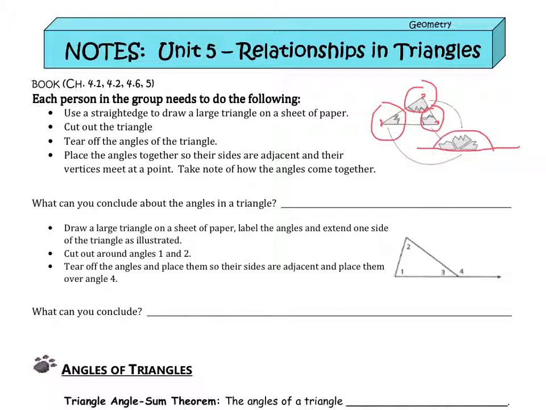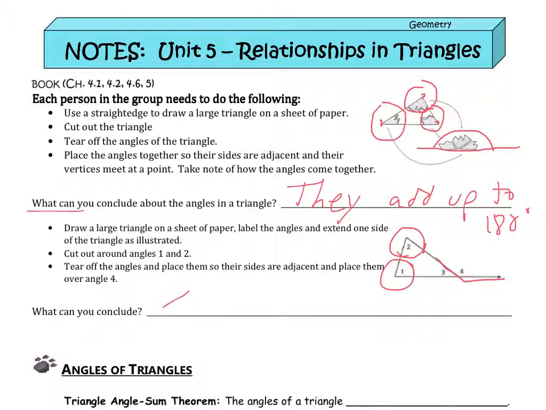These angles would have a sum of 180 degrees, which is the case no matter what type of triangle we have. So what can you conclude? They add up to 180 degrees. Now, if we were to take these two angles, 1 and 2, and do the same thing, they would be equal to what we get in angle 4, which is what we did in class, which means that when we take angle 1 and we add it to angle 2, it's equal to angle 4. And we'll see, this will make a little bit more sense coming up in our notes.